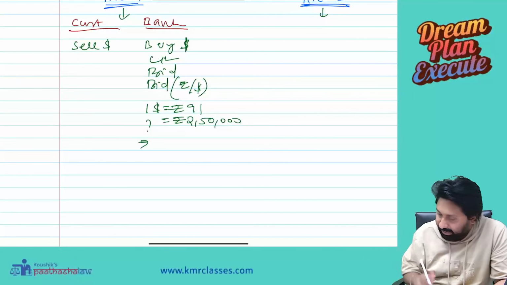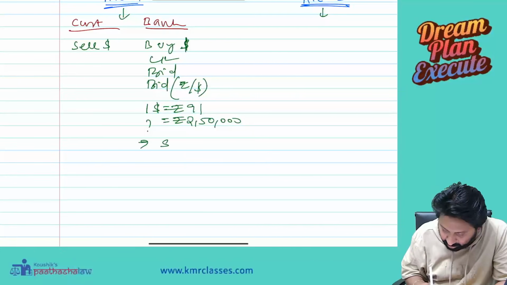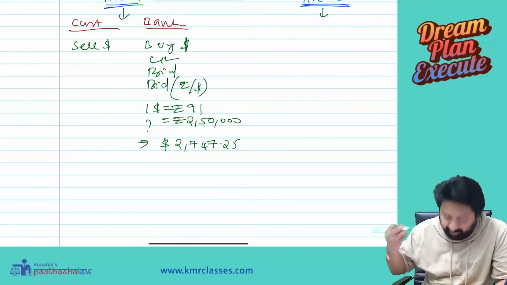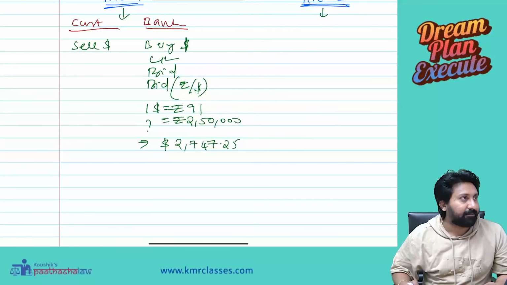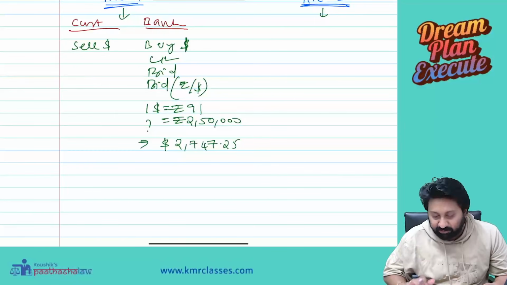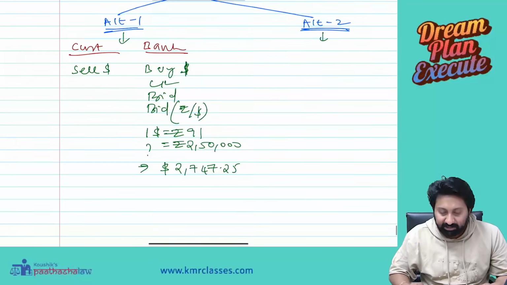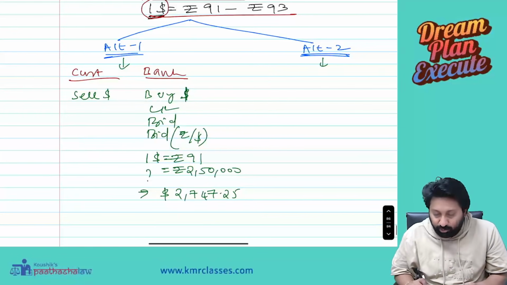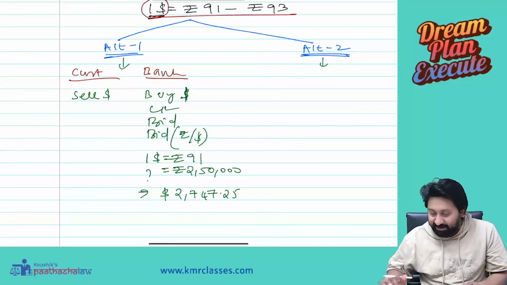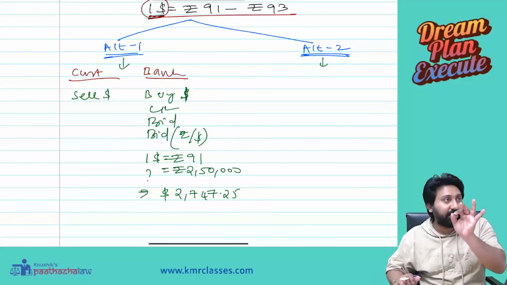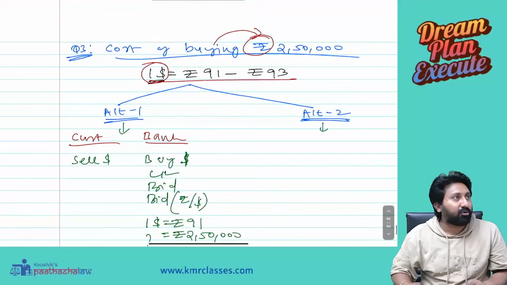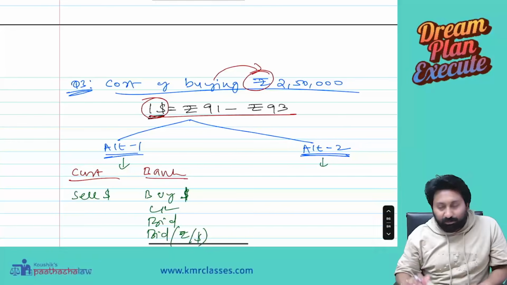2,50,000 divided by 91. Okay. 2747.25. What is this 2747.25? This is what I need to sell: $2,747.25 in order to receive 2,50,000 rupees.